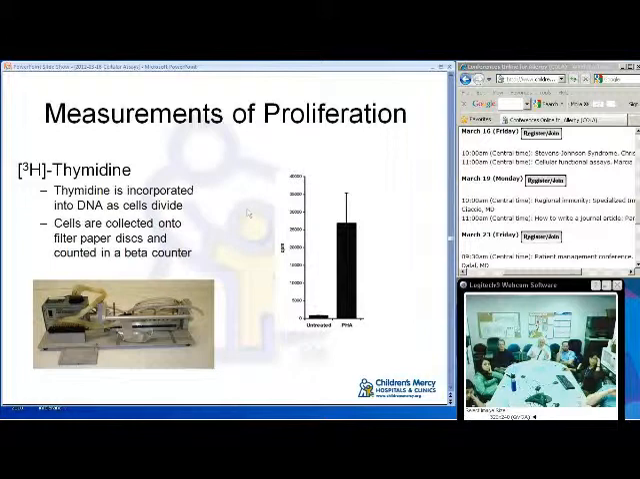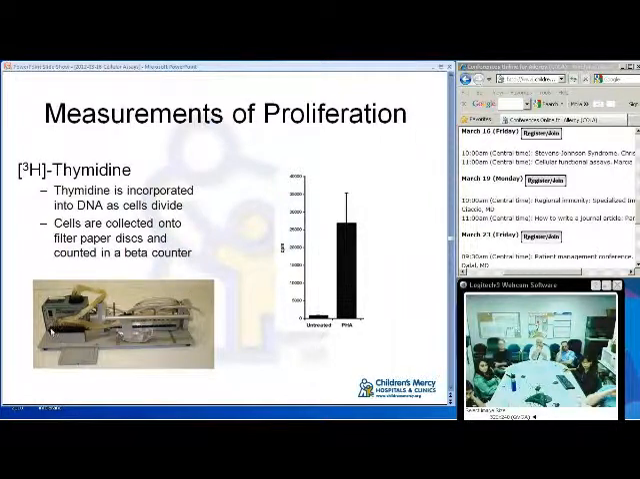So looking at thymidine, thymidine is incorporated into DNA as the cells divide. So we can collect the cells onto filter paper discs and count them in a beta counter. So we would expose the cells to the mitogen and then add thymidine for, say, 16 hours, and then we'd harvest the cells. And so this is what we used to use. It's called a PHD cell harvester, and this is what we would do.